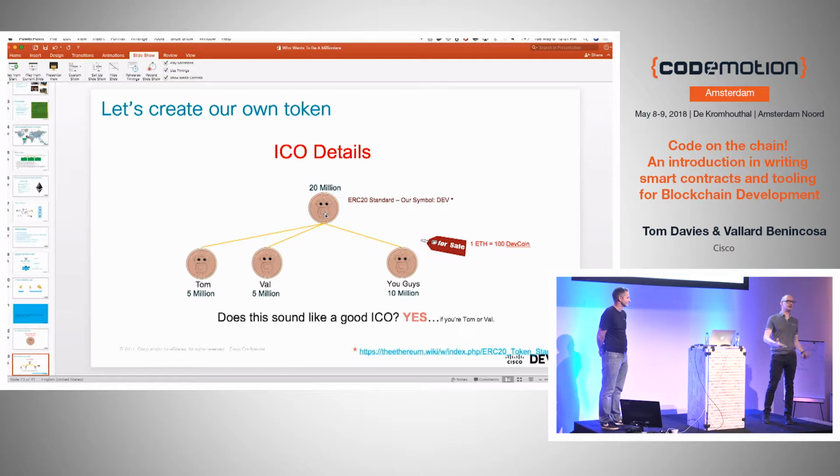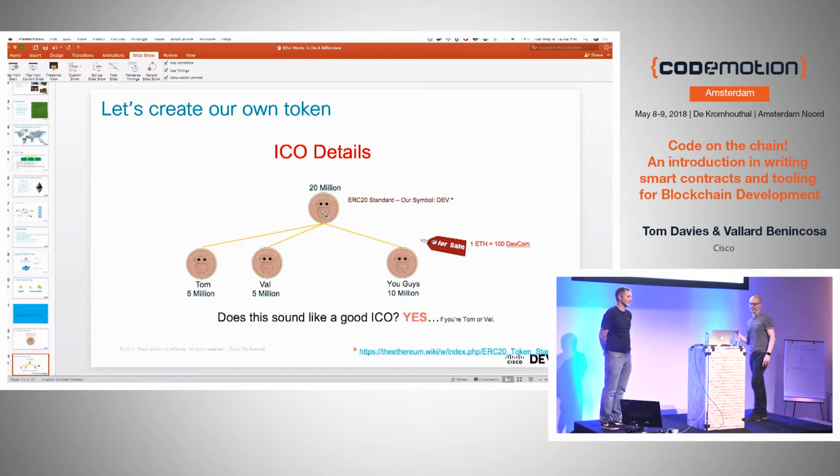And there'll be things like, give me the value of what's left in that contract. Give me the balance, for example. And there's a few others which we'll show you in a minute in the code. When that contract executes, not only will it create that 20 million tokens, but immediately Val gets 5 million and I get 5 million, which is quite nice.